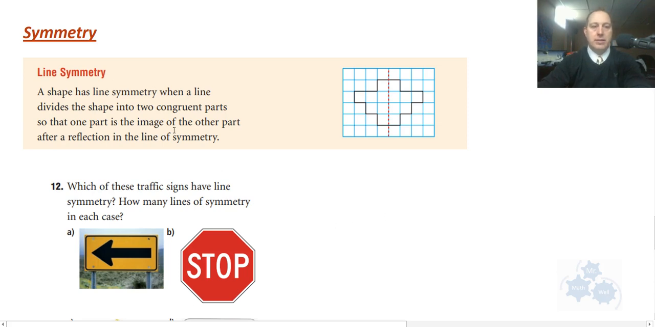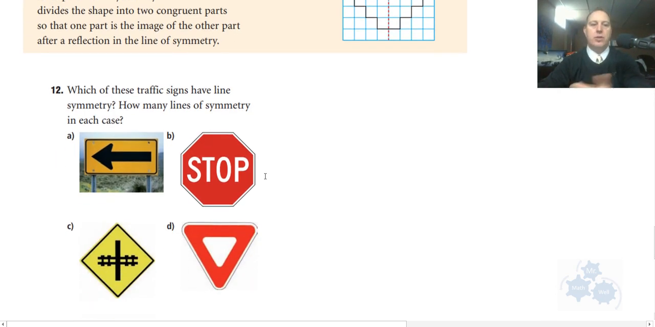Technically it says this: a shape has line symmetry when a line divides the shape into two congruent parts, so that one part is the image, remember, the mirror image of the other, after a reflection in that line. So here's a question from your review, in your textbook. Which of these traffic signs have line symmetry?